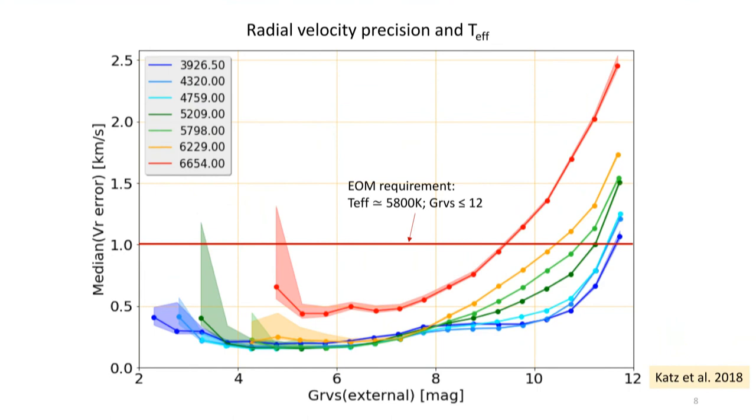The right figure shows that the radial velocity precision depends on the effective temperature of the star. We can see, as expected, that the precision is better for the cooler stars, since they have more spectral lines and therefore provide more information for the radial velocity determination.